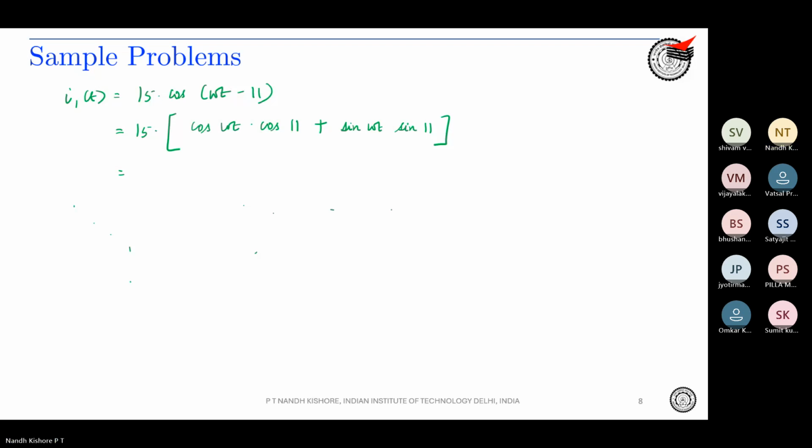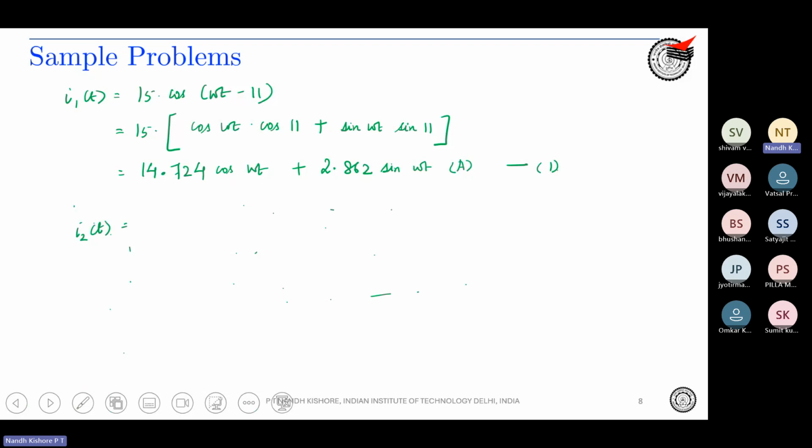Cos 11 is 0.98 into 50. So 14.724 cos omega t plus 2.862 sin omega t, right? This is I1 of t. The I2 of t again we can simplify.